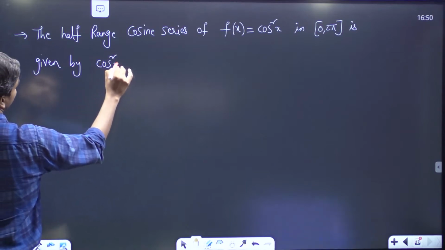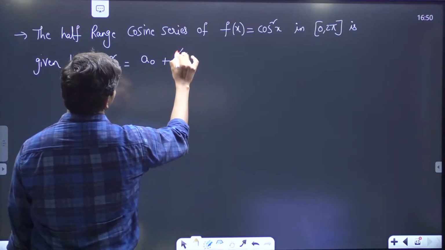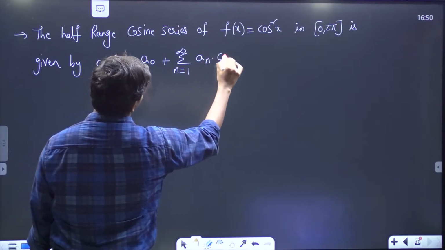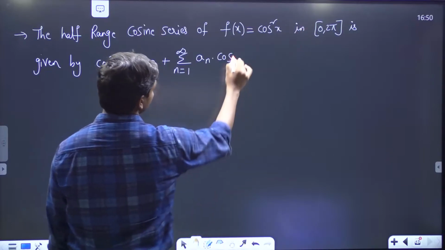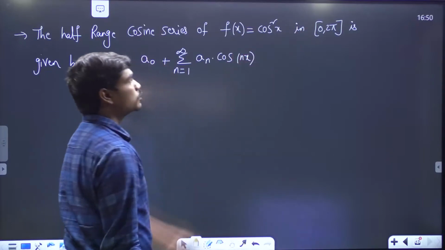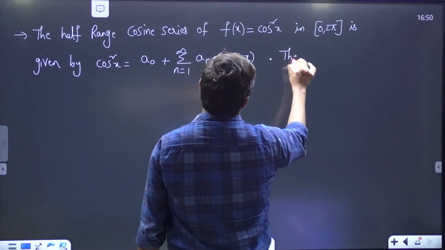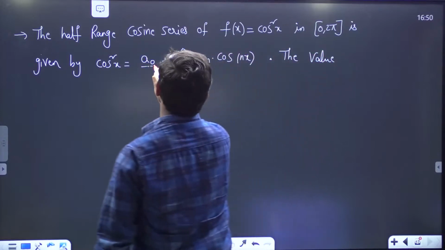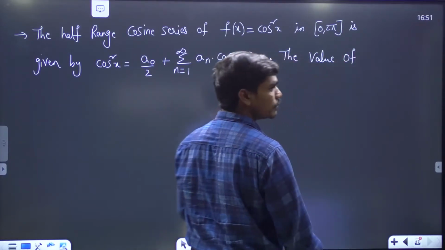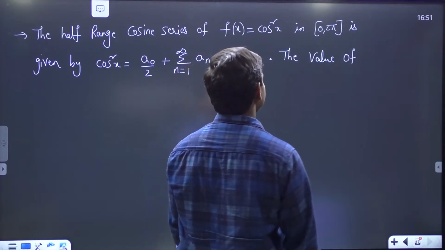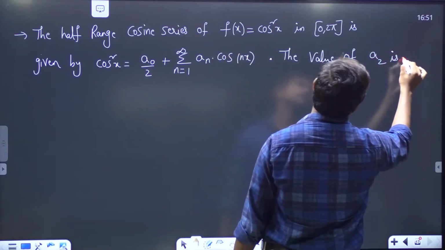cos square x is equal to a naught plus sigma n is equal to 1 to infinity a n into cos nx. Because it's given 0 to 2 pi, they directly put cos nx here, because n pi x by c value is directly nx. So this is what they gave. The value of, I think they have given 2 also here. IIT Madras organized GATE 2019, and this question came in GATE 2019, I guess. Since IIT is so kind, they gave this 2 also here. The value of A2 is dash. This is what the question asked for.